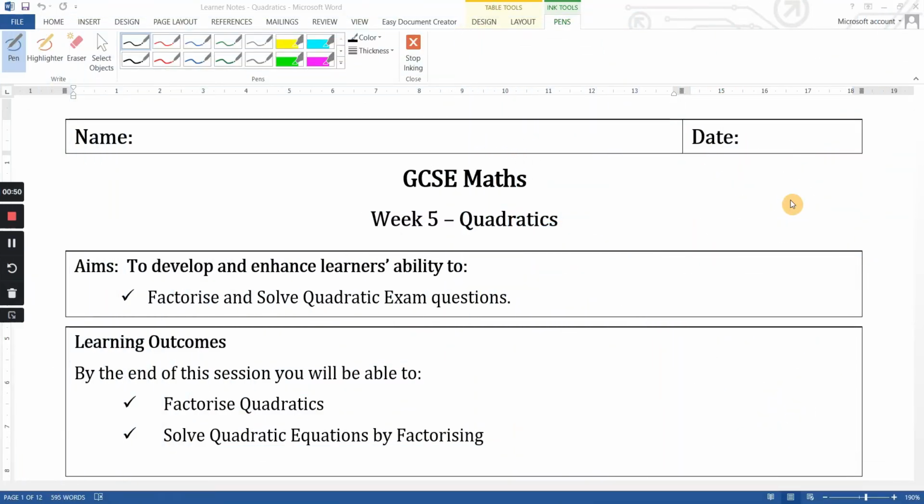Hi guys, welcome to another GCSE maths video, and in this one we're going to go through week 5 quadratics. So we're going to factorize and solve quadratic equations.